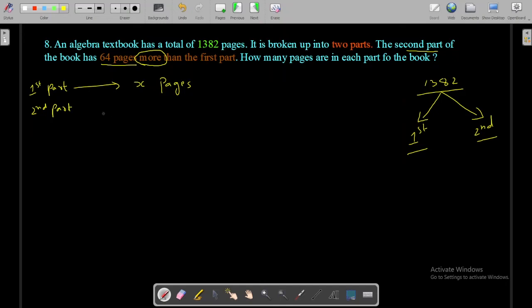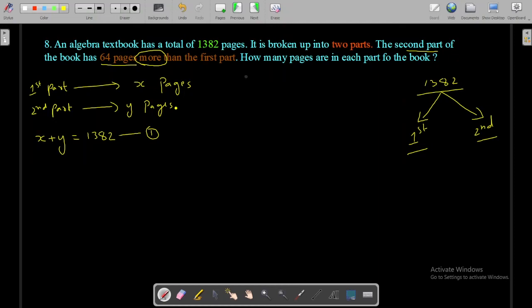And the second part, let us assume that it is having y pages. So by the problem, x plus y is equal to 1382. So we have to find out the second part.